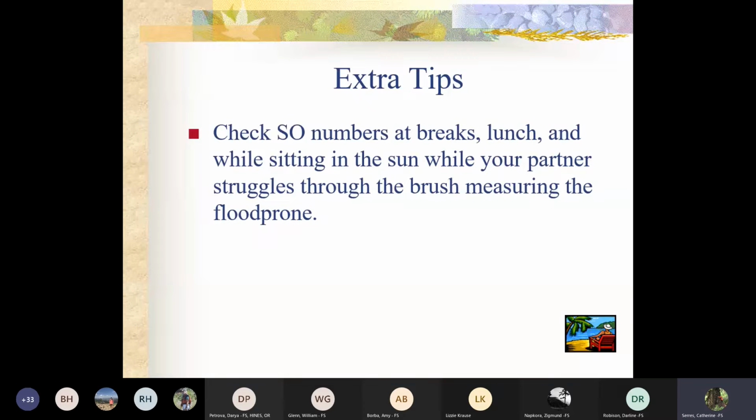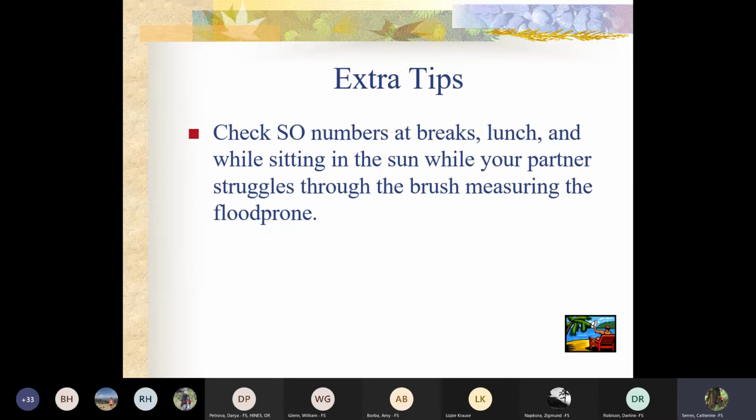So just some extra tips. Check those SO numbers during lunch, at breaks. If your partner's got to bust the brush to get to the flood prone, take a look at the numbers. If they're going through Devil's Club, they're going to be there a while. So check through those numbers.